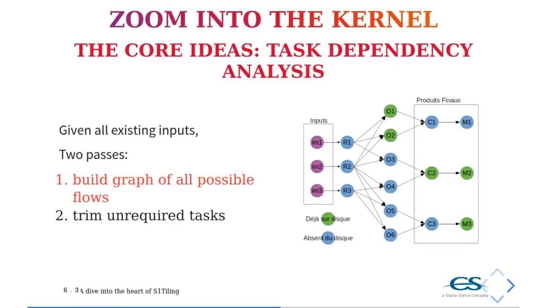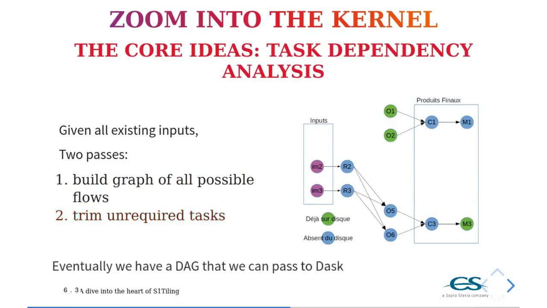If a product is already on the disk, in the case of O1 or O2, I don't need R1 to produce it. If I have C2, I don't need O3 and O4. So this means I can trim all the unrequired tasks, and in the end, I have this simplified graph of applications to execute. So that was my starting point. In the end, I have a directed acyclic graph of all the tasks that I can give to Dask, and Dask will take over from this point.